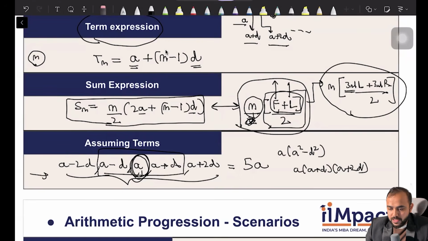Again, this is a situation which they will specifically call for, that there are seven terms in an AP. So then it should strike you that maybe taking those as A minus 3D to A plus 3D is the better way to go.